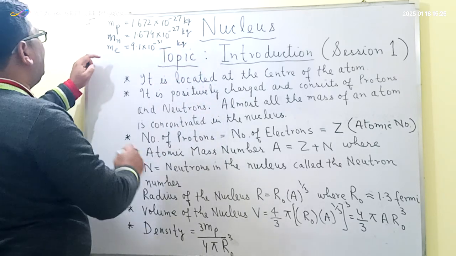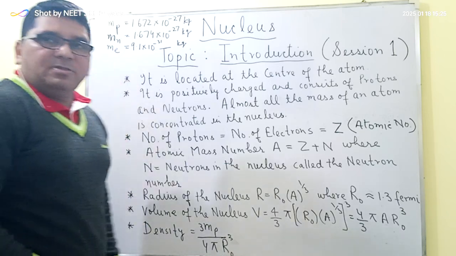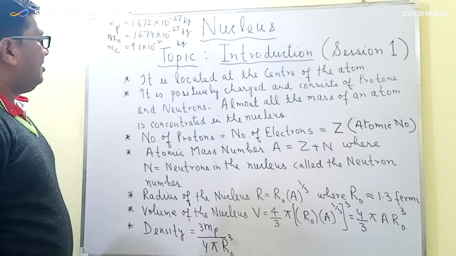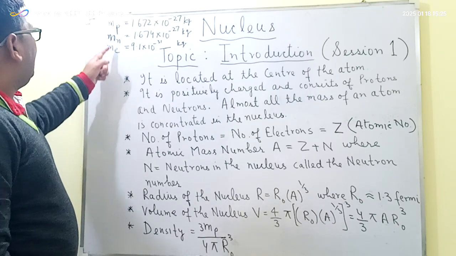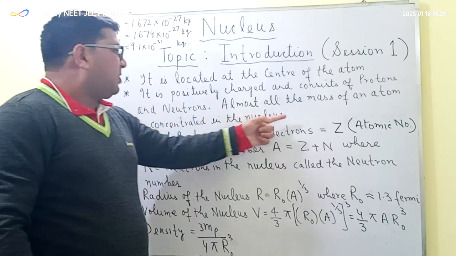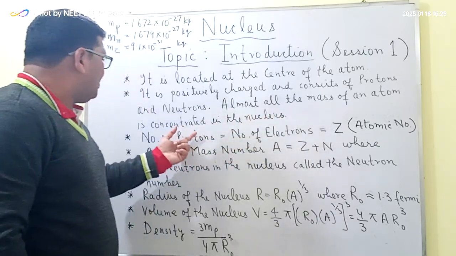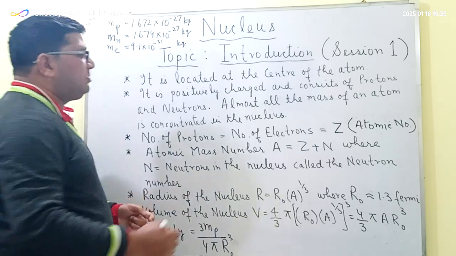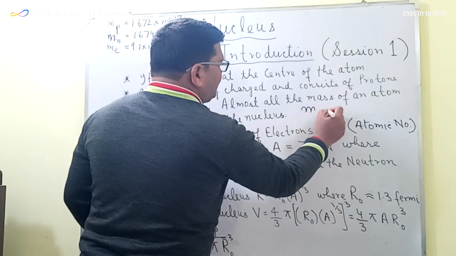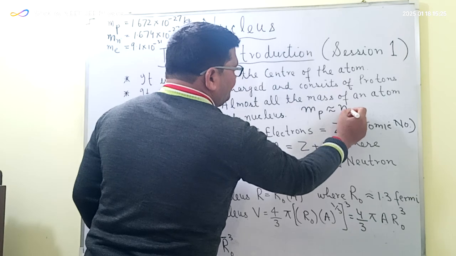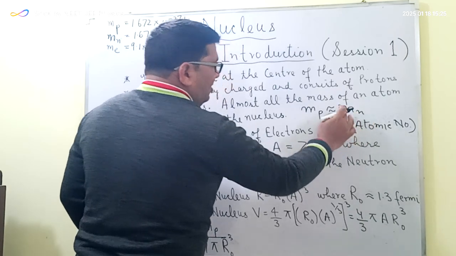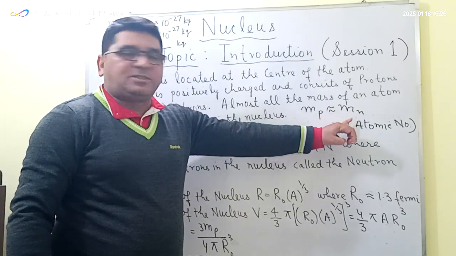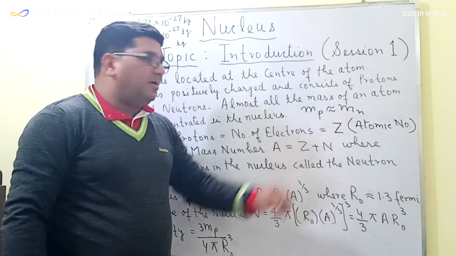So from here we can see that the mass of the electron is very less in comparison to the mass of the proton and the neutron, and because of this reason we can say that the mass of the atom is almost concentrated in the nucleus. Here the mass of the proton is almost equal to the mass of the neutron, but actually the mass of the neutron is slightly more than the mass of the proton.